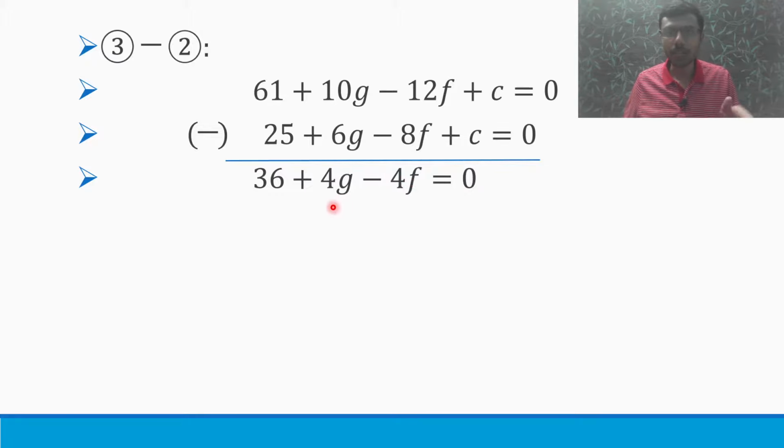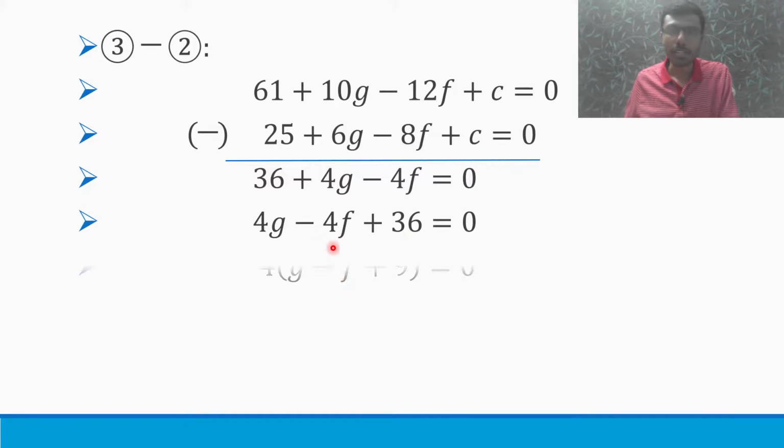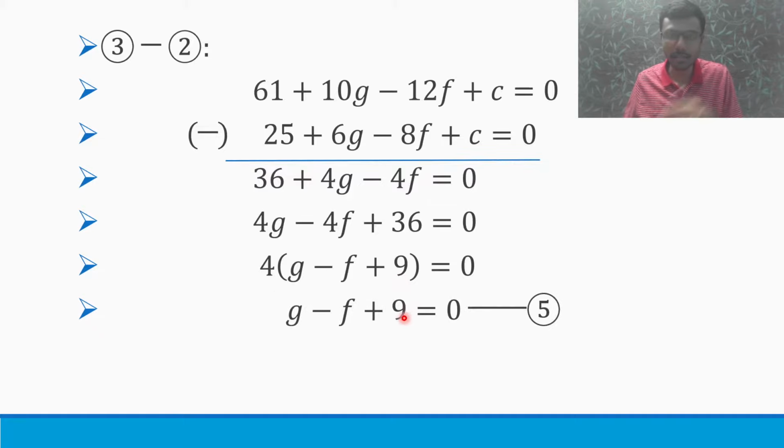Again, as I mentioned, always write it as g, f, constant. So 4g minus 4f plus 36 equals 0. Take 4 common: g minus f plus 9 equals 0, because 4 nines are 36, and just send the 4 here. So I'll get this. This is my fifth equation. All good up till here.